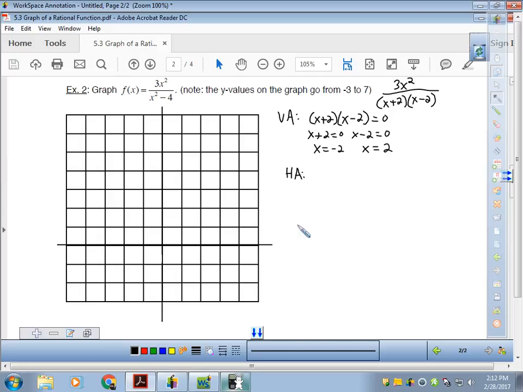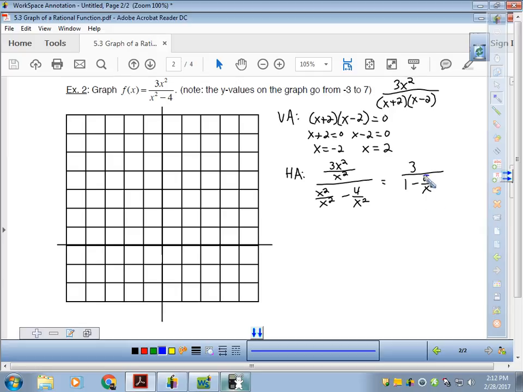Alright, for horizontal asymptote, I'm going to divide by the highest power of x, which in this case is x squared. So I'm going to have 3x squared divided by x squared over x squared divided by x squared minus 4 divided by x squared. So it becomes 3 over 1 minus 4 over x squared.